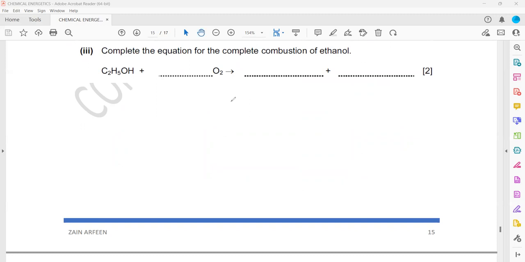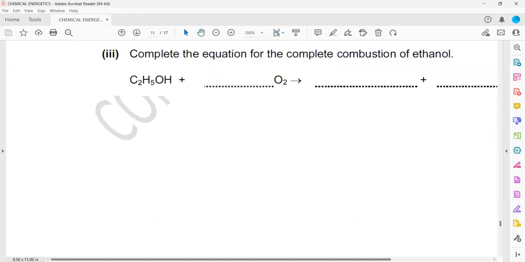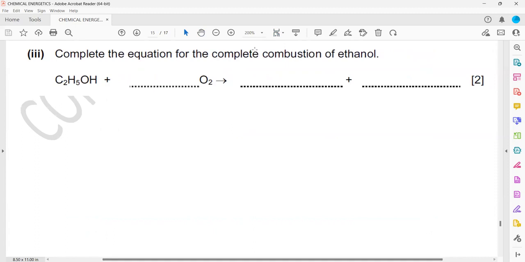Look, for a normal equation, the order of balancing is oxygen, hydrogen, and then the other element. But for a combustion equation, if we want to balance it, we start with carbon. The order of balancing a combustion equation starts with carbon followed by hydrogen and lastly oxygen. That should be the order for balancing a combustion equation.